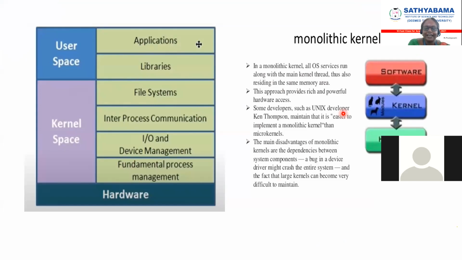Monolithic kernel, I told you, is used for linking hardware and our software. But while I'm saying hardware and software, what is the kernel space? What does the monolithic kernel do? It does all file management, inter-process communication, IO and device management, and fundamental process management. So the monolithic kernel will take care of all these things: all the file operations, inter-process communication, input and output device management, and process management. Among the main kernels you have different types: micro, mono, hybrid, nano, and exo kernel.